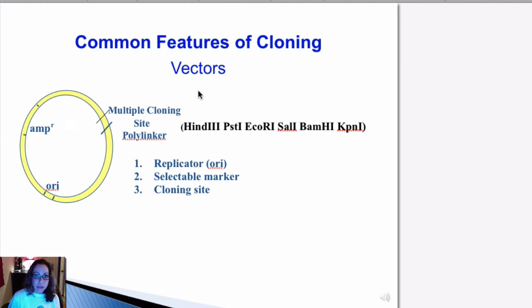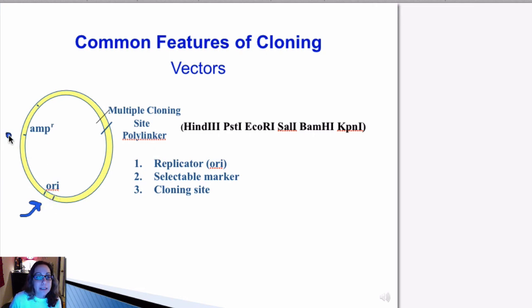So the common features of your cloning vectors, we're going to go over this pretty quickly. This is an example of a plasmid right here, and I said plasmids are very commonly used. Why are plasmids very commonly used? Well, plasmids have an origin of replication. You want to be able to replicate your recombinant DNA. So plasmids have this origin of replication, and you would pick the appropriate plasmid that has the origin of replication that you need. So if you were using E. coli as your cloning host, you would want the origin of replication for E. coli.